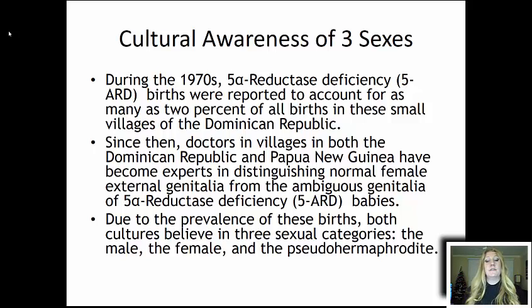Since then, doctors in the villages in both the Dominican Republic and the Papua New Guinea populations have become experts in distinguishing normal external female genitalia from ambiguous genitalia in 5-ARD babies. Due to the prevalence of these births, both cultures now believe in 3 sexual categories: the male, the female, and the pseudohermaphrodite.